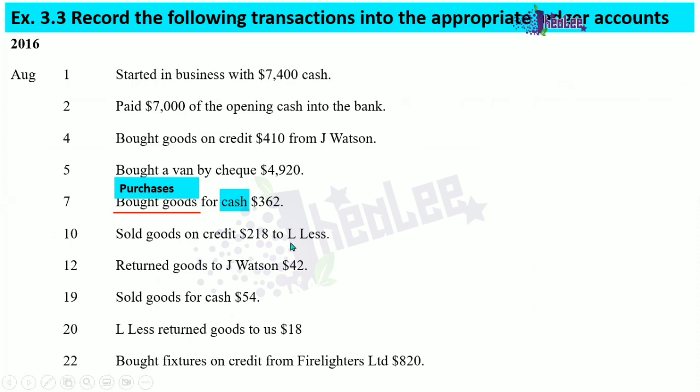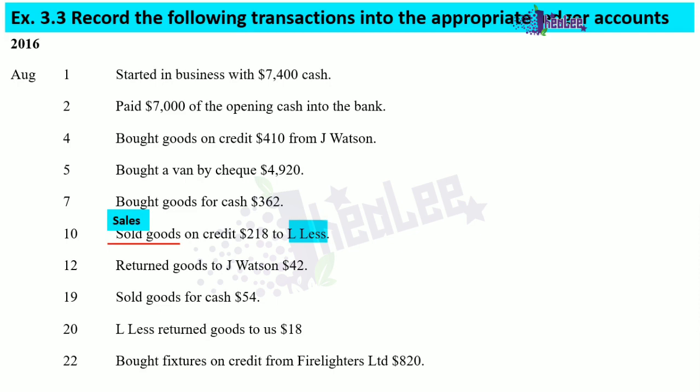$218 to L less. And the two items affected are sales, because we have sold goods. We're selling items that were bought for resale. So therefore we use the application of the sales account, which is related to asset of stock. These goods were sold on credit. So the next item affected is our debtor, which is L less. The account to be debited will be L less, because the debtor is owing us more, which is an asset.